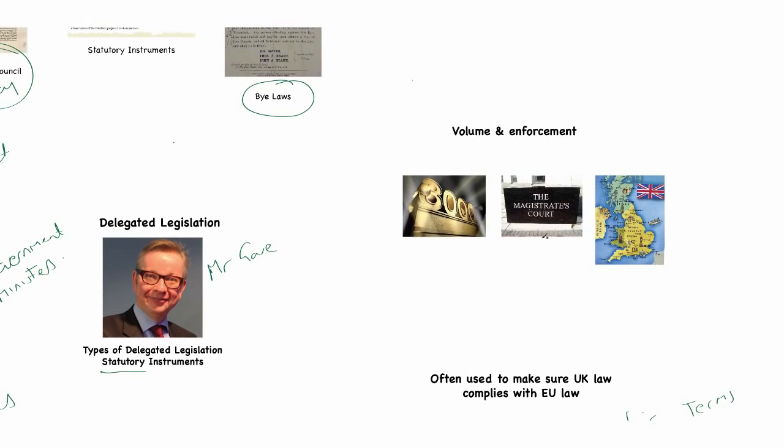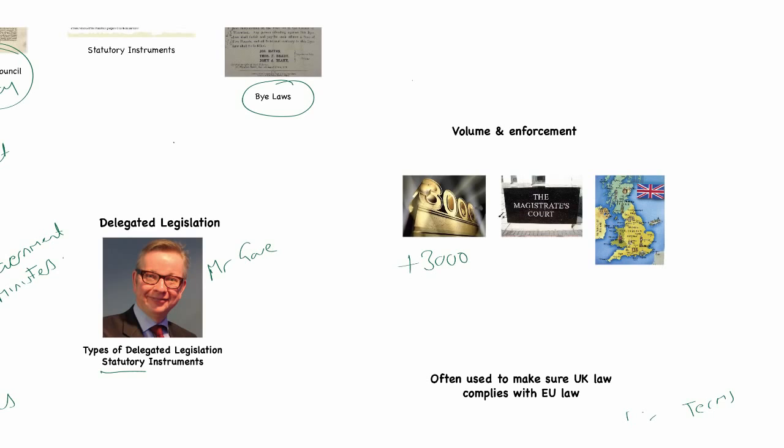And finally, the last thing to look at is the idea about volume and enforcement. There's a large volume of law made through the process of statutory instruments. At present, it's beyond 3,000 statutory instruments every year that are produced. So you can see that without the statutory instrument, there's no way that Parliament could introduce that amount of law.